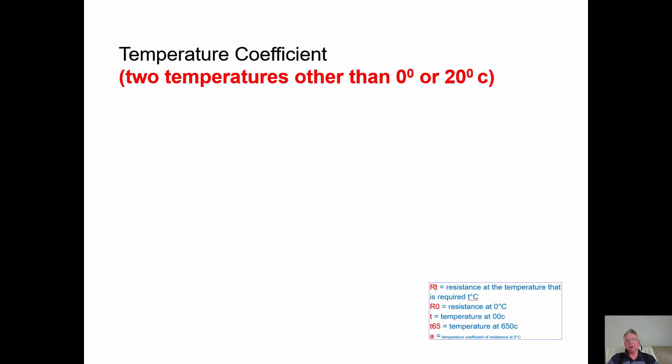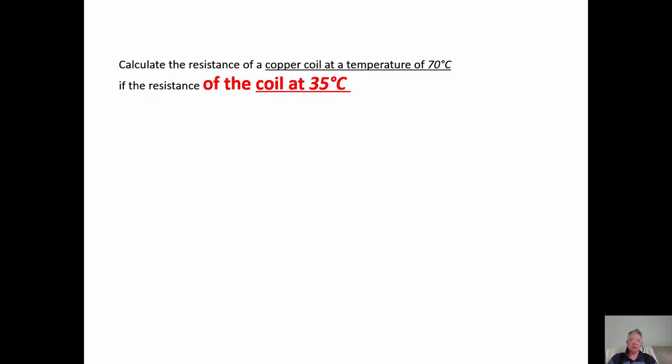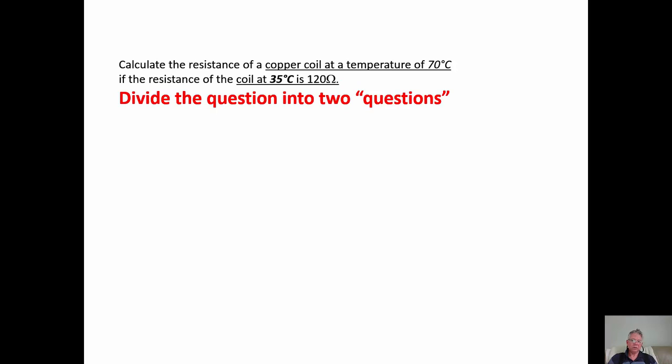So we have two temperatures other than 0 degrees or 20 degrees. Sometimes the chart that is given to us, the table, has the temperature coefficient at 0 degrees or 20 degrees, and that is Celsius. So calculate the resistance of a copper coil at a temperature of 70 degrees centigrade, if the resistance of the coil at 35 degrees centigrade is 120 ohms.